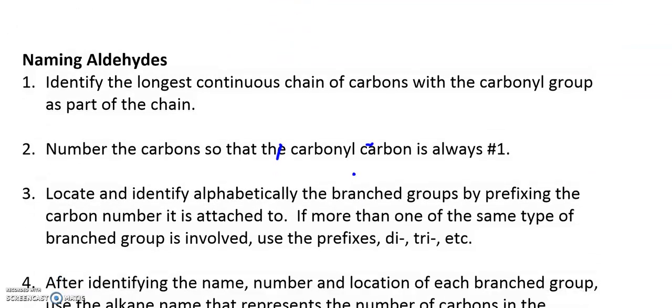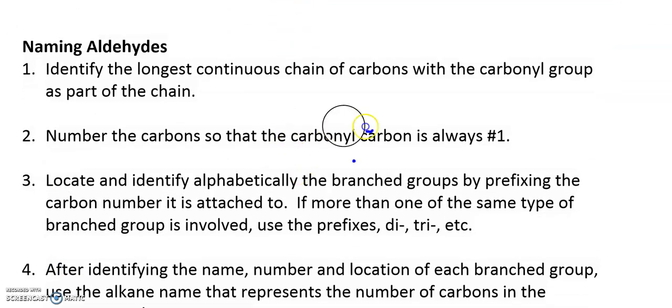So when you're naming your aldehydes, you need to identify the longest chain that has that carbonyl group in it. You number the carbons, so the carbonyl group is always number 1. So you don't have to say where it is in this name because it's always on the first site and because it's always on the end.